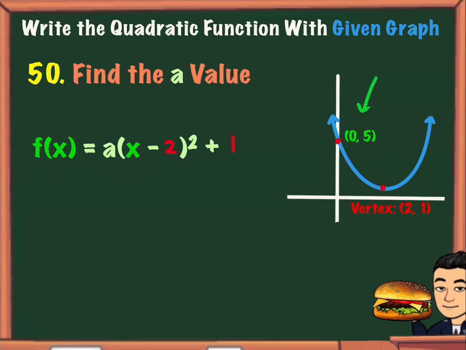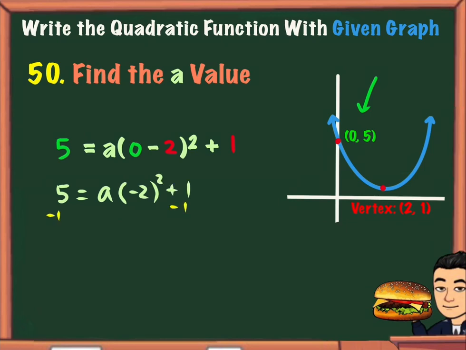Next, you see that there is a point provided that's on the parabola. You want to use that point, erase the x, and put in 0. Erase the f of x, that's basically y, so you're going to put in 5. What we're going to do first is to solve for the a value. So here we got 5 equals a times the square of negative 2 plus 1.